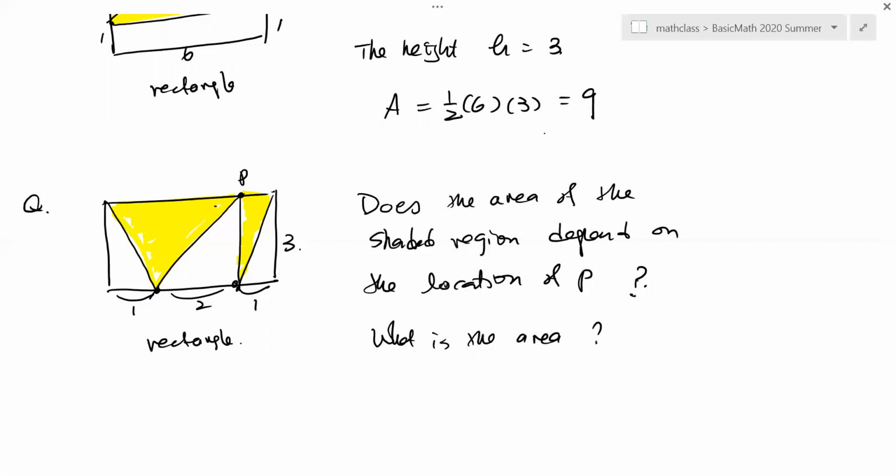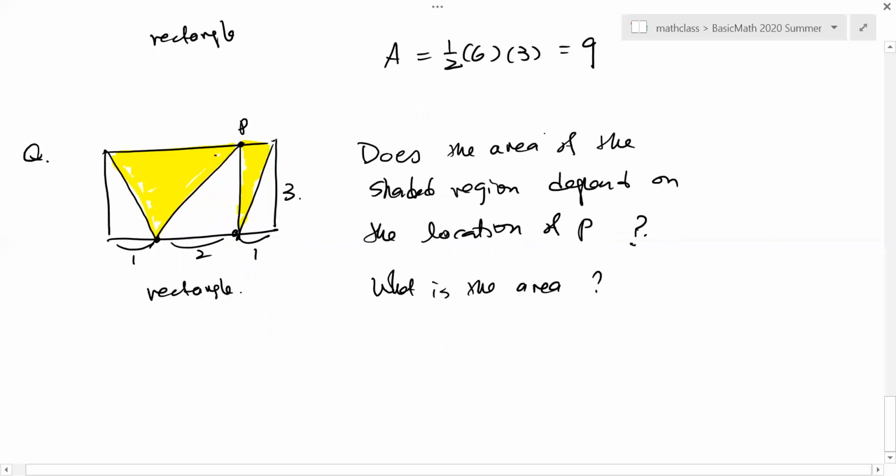The area of the shared region consists of two triangles. So the shared region consists of two triangles.